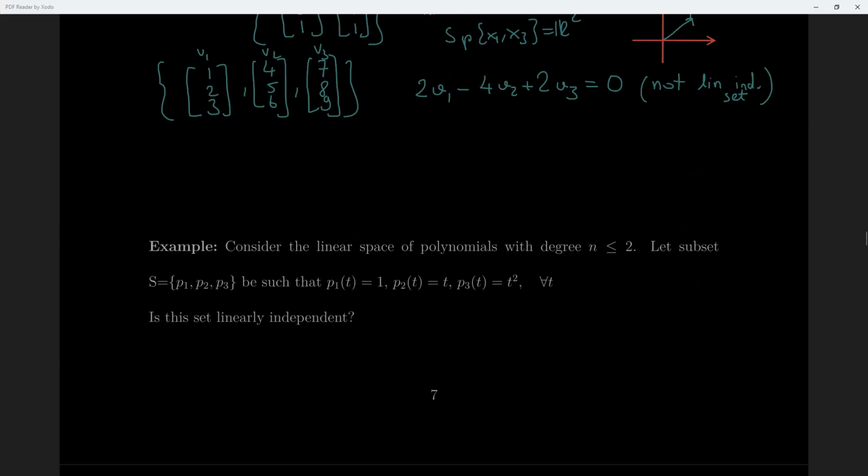So let's also consider, we said that these vector spaces are also defined over the polynomials with degrees less than a certain number, right? So let's consider the linear space of polynomials with degree less than or equal to 2. And let's define a subset P1, P2, P3 such that P1 of t is equal to 1, P2 of t is equal to t, P3 of t is equal to t squared. Okay, so these are the 3 vectors in our vector space. So it is the function space. These are real valued functions. T is a real number. Okay, and what we'd like to investigate is whether the set P1, P2, P3 is a linearly independent set or not.